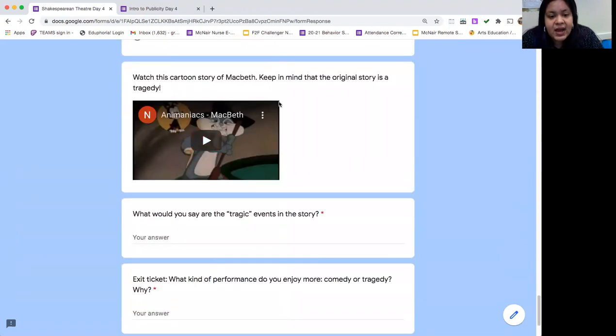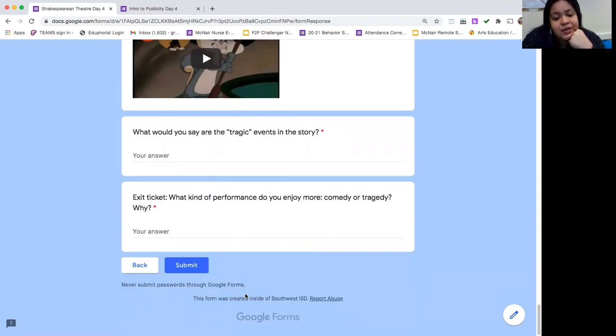And then we do have another little version of Macbeth for you to watch. This one's a cartoon. So keep in mind that even though it's a cartoon, Macbeth is supposed to be a tragedy. So what parts of the story, what events in the story, would you consider to be tragic? And you'll answer your question here in this box.